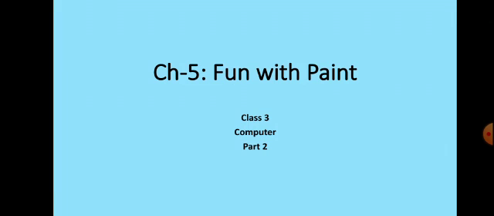In this chapter, we have learned so far in the previous video about the different tools available in this software and drawing different shapes. Then we learned about callout shapes. In this video we are going to learn more features of MS Paint. Let's do it one by one.